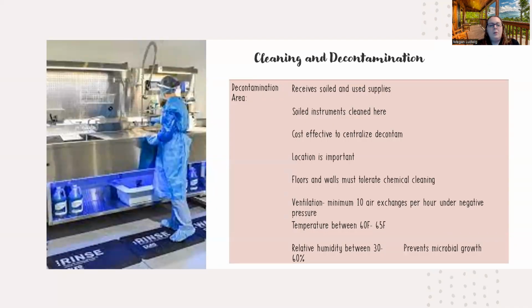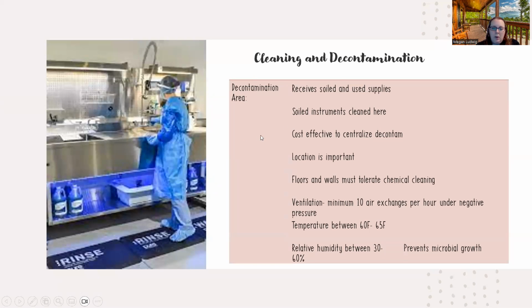All right, so let's talk specifically about the decontamination area. This is a little blurry picture, my bad, but this is similar to what the setup will look like. You're going to have multiple sinks. We'll talk about the 3-sink system here in a second. But this is the first place that things come back to the central sterile processing area. So it receives the soiled and used items that need to be reprocessed. This is where the second part of the cleaning process begins after the point of use.